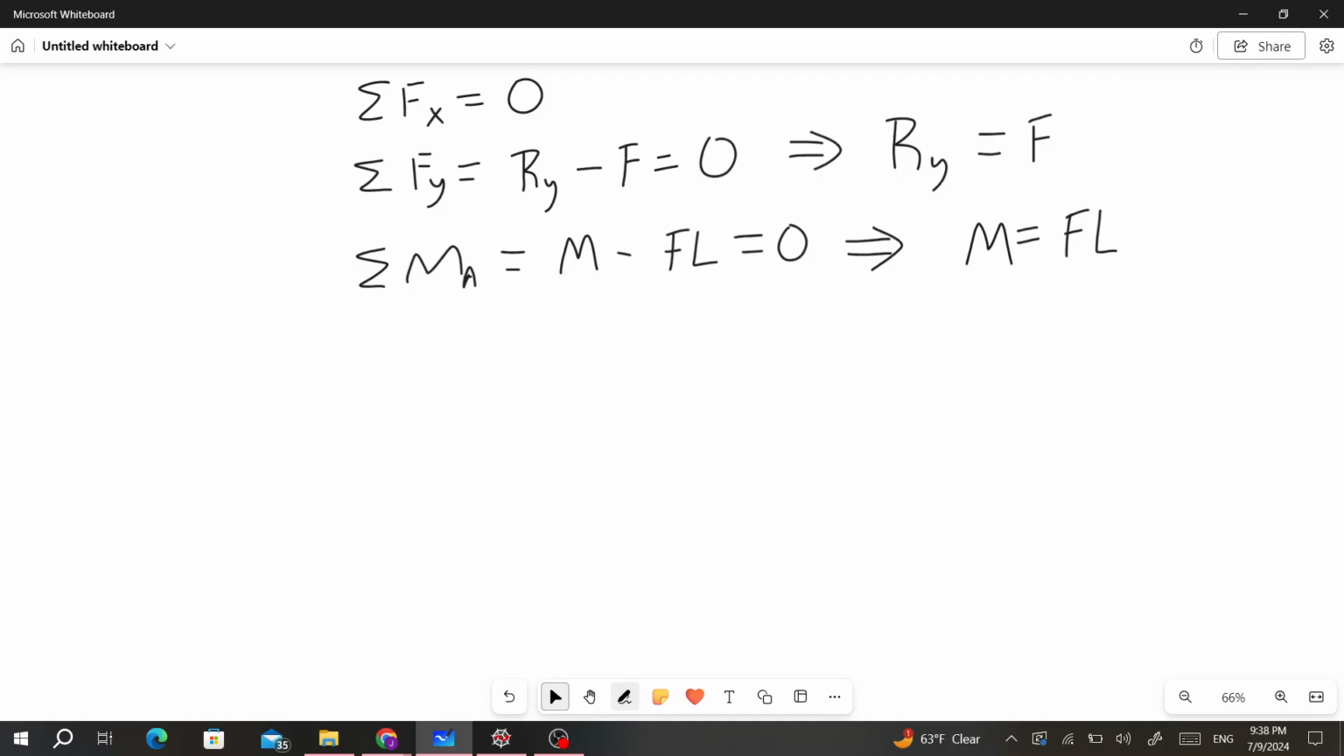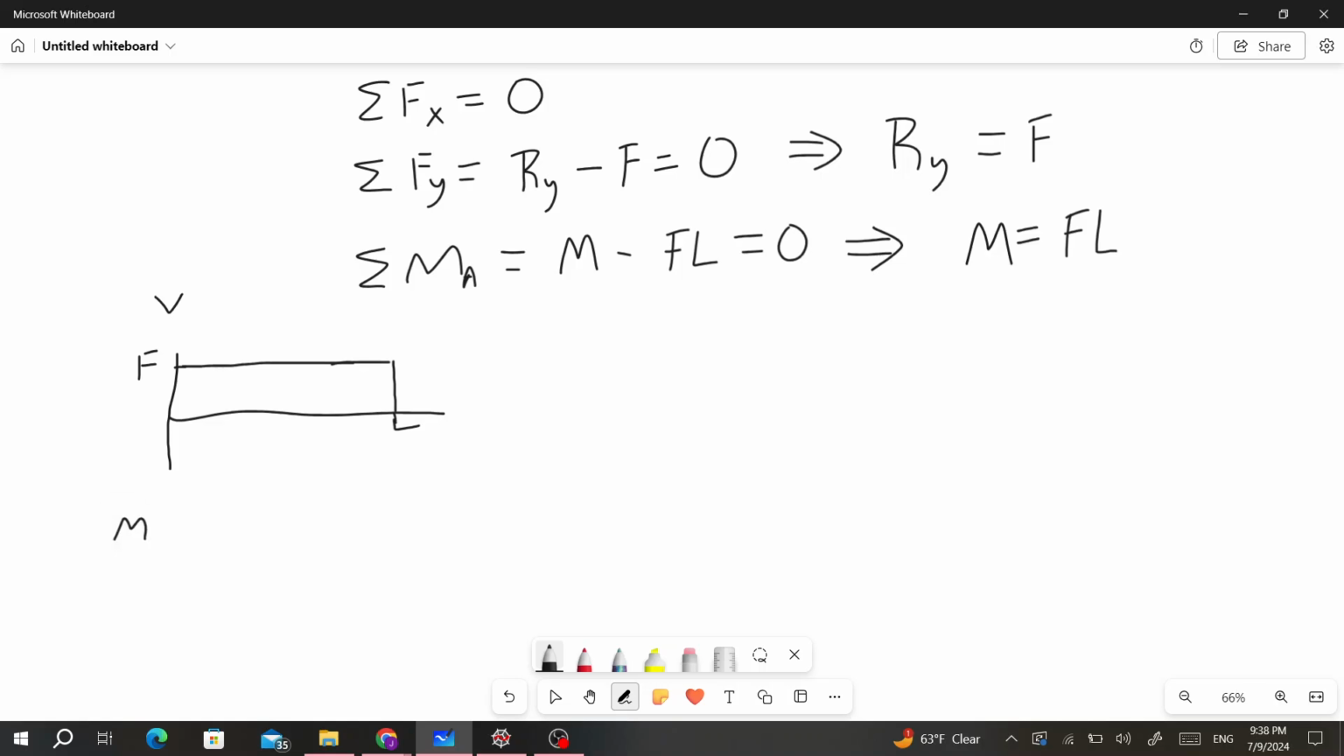And the goal of these diagrams, again, is to come up with an expression for the moment as a function of position on the beam. And so we'll do our shear diagram first. Since our reaction force is F, we know that we're going to start at F. Then there's nothing happening all the way across the beam until we get to that concentrated load, which brings it back down by F to 0. So this is x equals L right here.